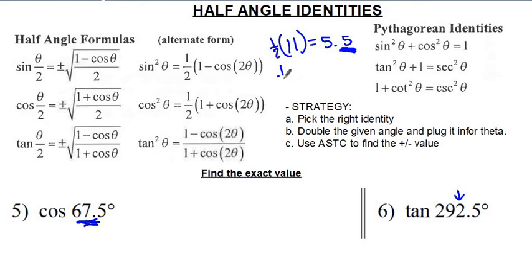Obviously, you don't have to. Like if I took half of 10, that's still going to be a whole number. That's 5. But if I have a 0.5, then that means definitely I must have taken a half angle. So we have to do the same thing. We have to find the exact value.